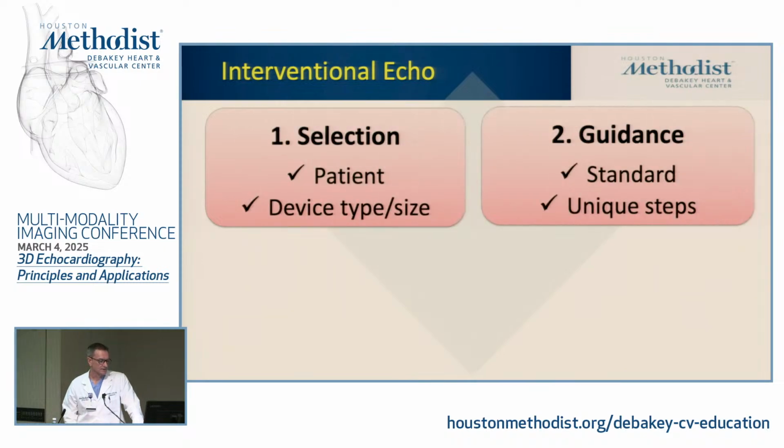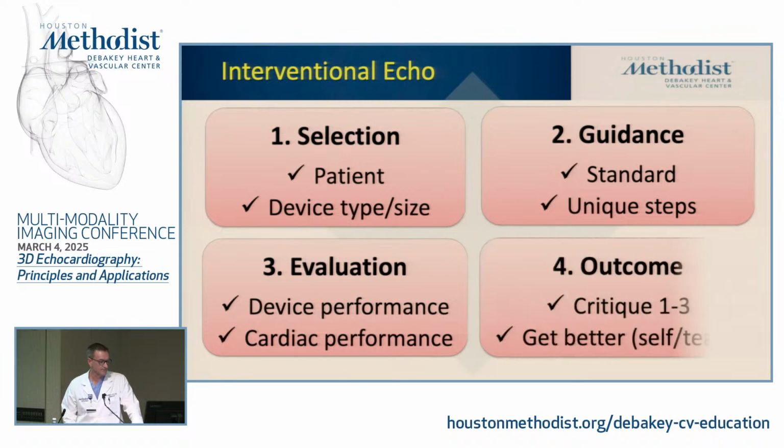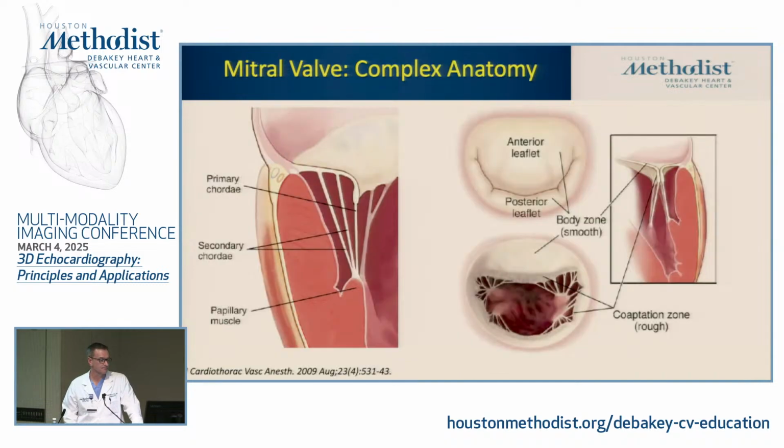So I think I've mentioned this before. When you do interventional echo, you have to be thinking about patient selection, device selection, size selection. You're going to guide a bunch of steps. You have to do an evaluation of the device and the cardiac function after you've done whatever it is you're doing. And then you've got to look at the outcome. Did it work? Can you do it better next time? How are you and your team going to improve?